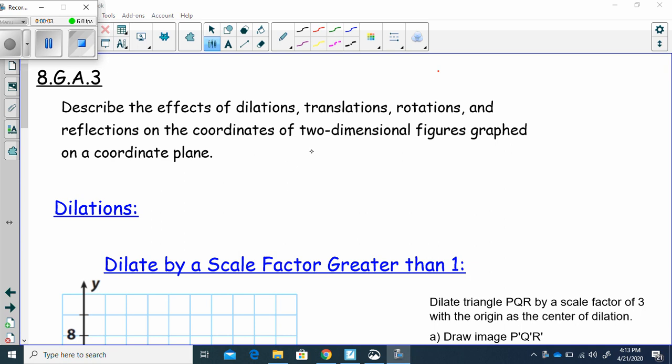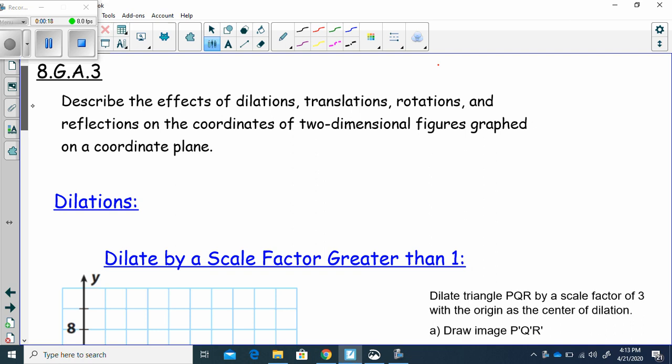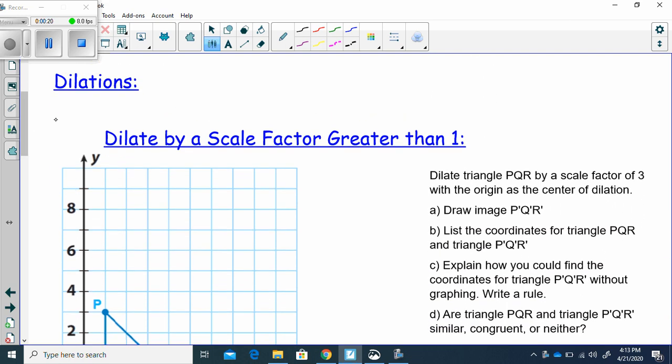This is standard 8GA3. We're going to describe the effects of dilations, translations, rotations, and reflections on the coordinates of two-dimensional figures that are graphed on a coordinate plane. Now, we've talked about congruence transformations. Now we're going to talk about dilations. Dilations are different from congruence transformations because the figures you get will be similar, not congruent.